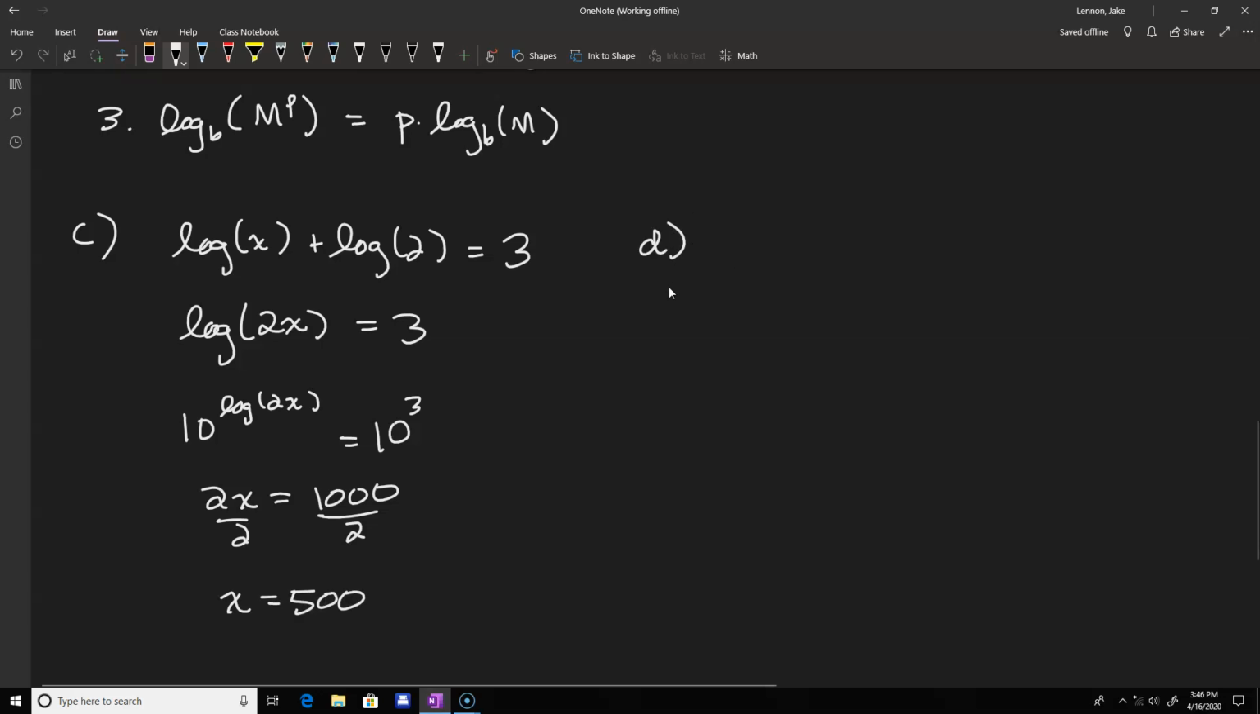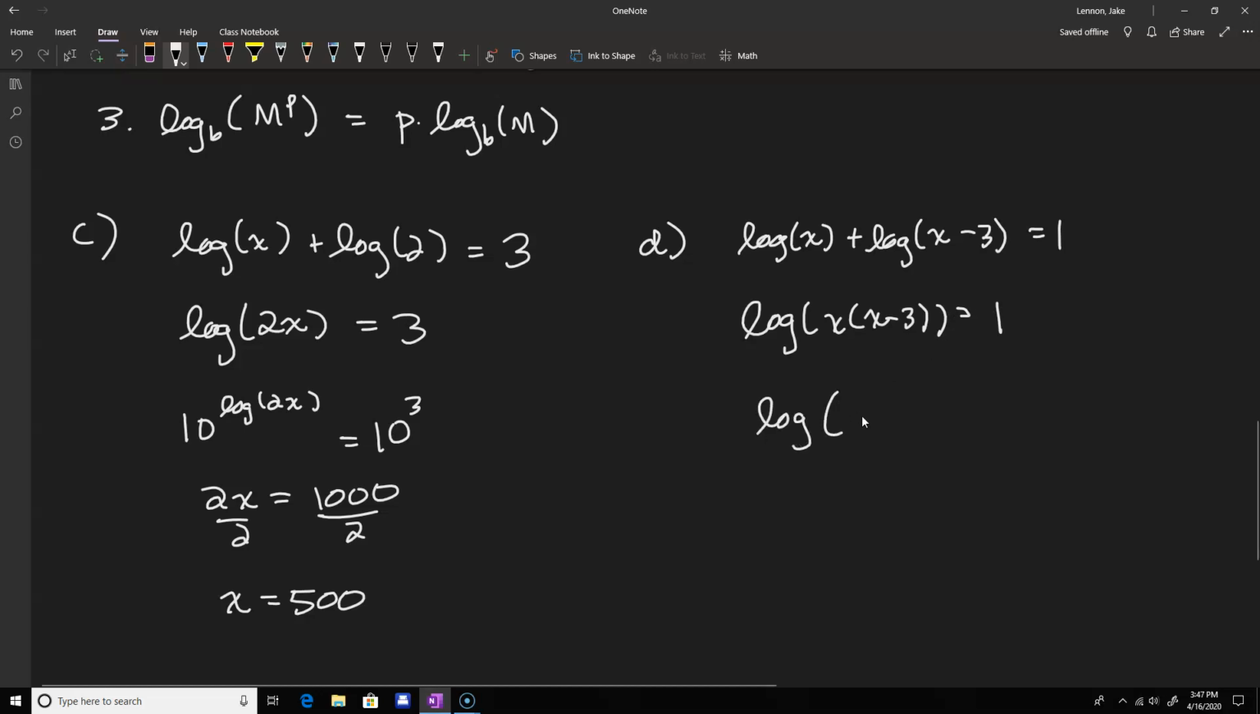D, let's say, so when we have something like this, it can easily turn into perhaps a quadratic equation. So how might that occur? Let's say we have the log of x plus the log of x minus 3, and let's say that's equal to 1. Well, we can multiply the 2 expressions, putting the logs together, x times x minus 3, and this will equal 1 still. So expanding inside the parentheses, we have x squared minus 3x equals 1.